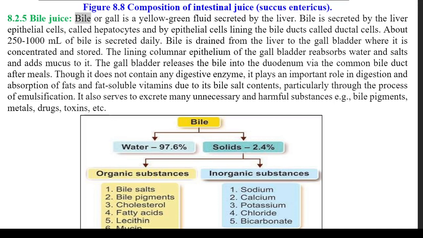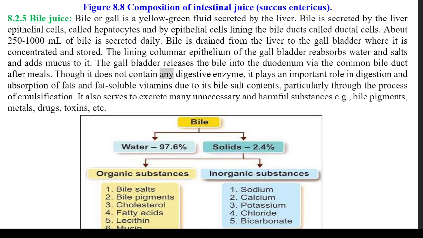8.2.5 Bile juice. Bile or gall is a yellow-green fluid secreted by the liver. Bile is secreted by the liver epithelial cells, called hepatocytes, and by epithelial cells lining the bile ducts, called ductal cells. About 250-1000 ml of bile is secreted daily. Bile is drained from the liver to the gall bladder where it is concentrated and stored. The lining columnar epithelium of the gall bladder reabsorbs water and salts and adds mucus to it. The gall bladder releases the bile into the duodenum via the common bile duct after meals.